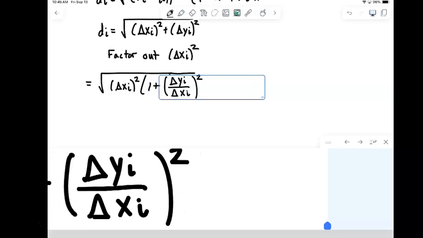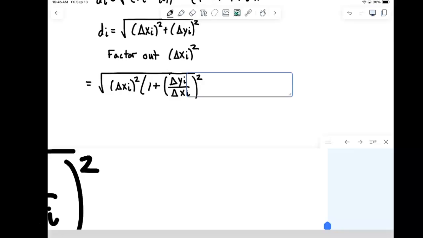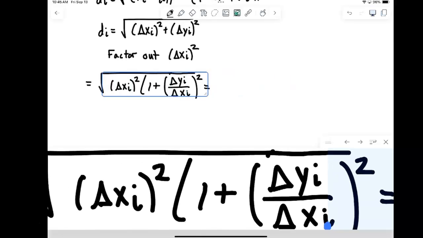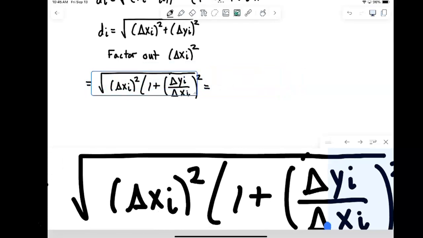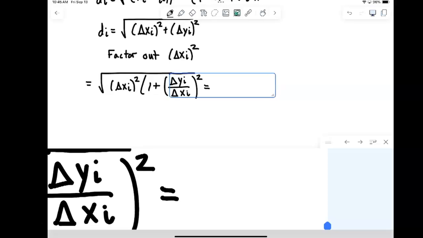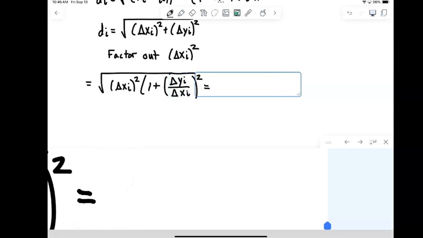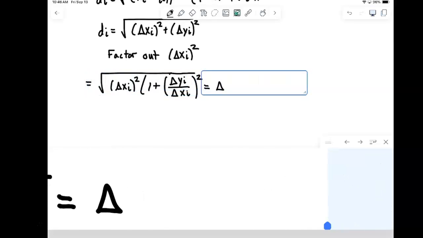And then we can bring out the delta xi squared, the square root of delta xi squared. Square root of square would normally be absolute value, but by how we've set this up with our xi minus 1, delta xi is always positive. So again, square root of square is usually absolute value, but we can ignore that here because delta xi is always positive.